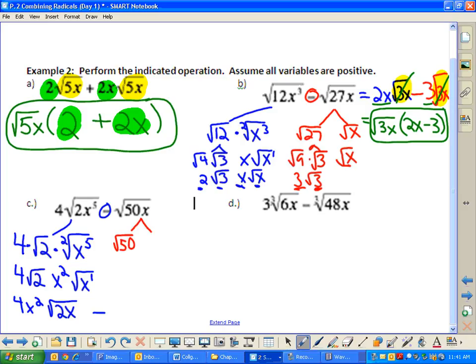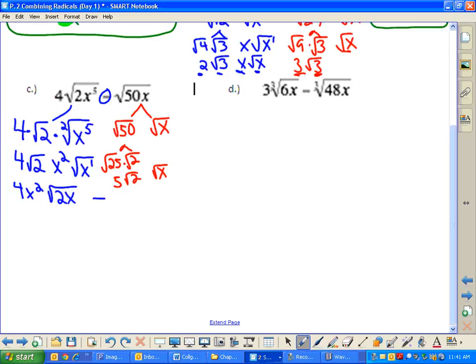So I got to break it into its number part and its letter part. Square root of 50, that breaks down to 25 times 2. So as we look at that there, that's 5 root 2. Square root of x doesn't simplify. So when I write that term there, it's going to be 5 times the square root of 2x.